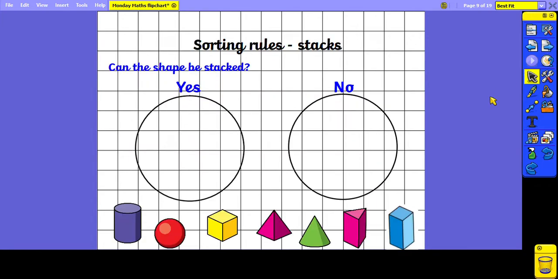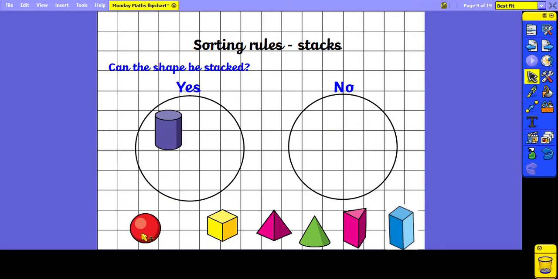Another way that we can sort 3D shapes is by deciding if the shape can be stacked on top of itself or not. So here we need to decide if we can make a tower. So if I had more than one cylinder, I would be able to stack them on top of each other because they have got these two flat faces, one here and one at the bottom. So a cylinder would go in this group. So these ones can be stacked and these ones cannot.